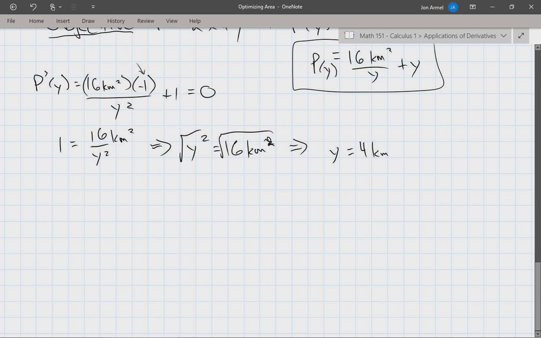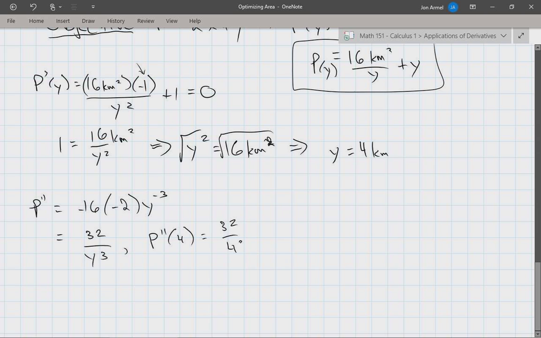What do we have? I guess we could do the first derivative test or the second derivative test here. I kind of like the second derivative test again because the second derivative is simple. So p double prime is going to be, well, remember I had that minus 16 and then I had y to the negative 2. So then I have negative 2 y to the negative 3. Or, in other words, 32 over y cubed. So p double prime of 4 is going to be 32 over 4 cubed. And I don't really care what number it is. I just care that it's positive. Okay, so that means that p has a minimum. The graph is concave up, like that.